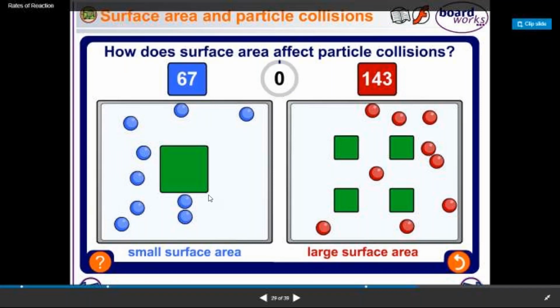If you take a look at the first picture, you have a big cube and less area of interaction with hydrochloric acid molecules. But in the second picture, you have more surface area to collide with the particles of hydrochloric acid. So that's why the rate of reaction will increase in the case of the second picture.